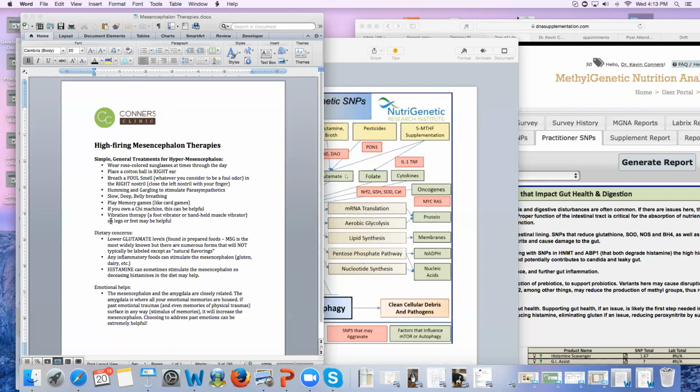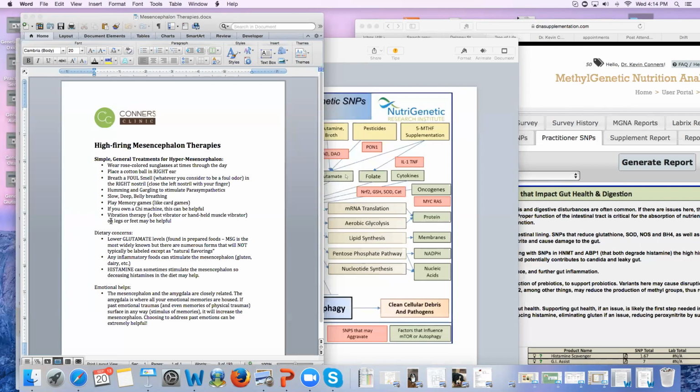So wearing some rose-colored or amber-colored glasses, sometimes I've found that slightly purplish glasses work better for some people. Everybody's a little bit different, to see what you feel calms you. Color affects the mesencephalon. Secondly, placing a cotton ball or one of those little earplugs or something in your right ear.